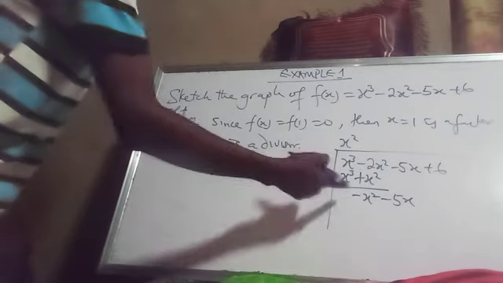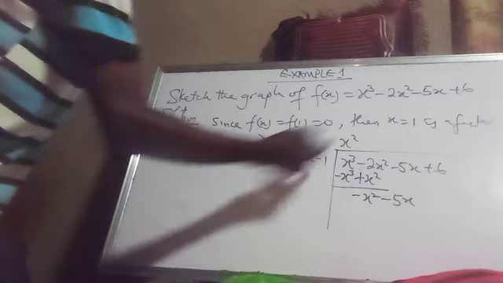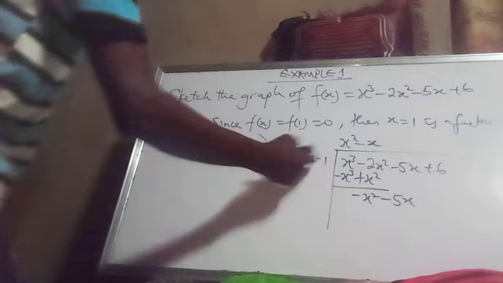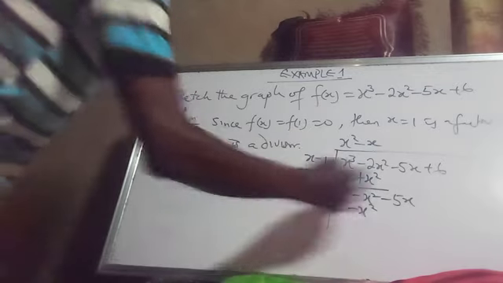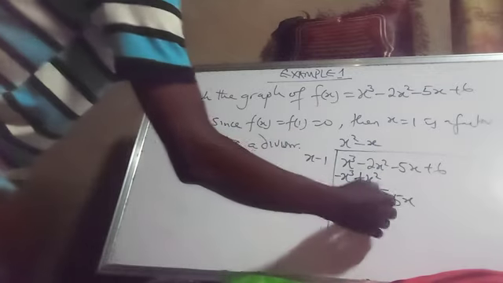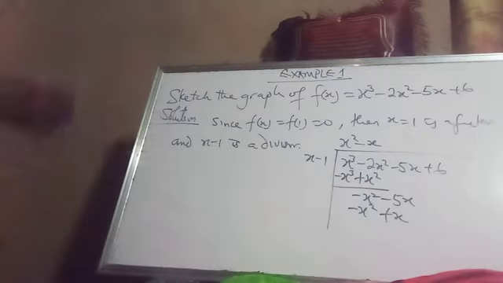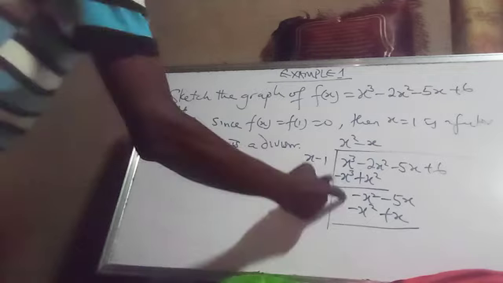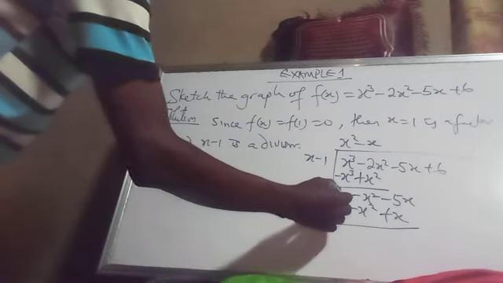Okay? Now, divide minus x squared by x, that's minus x. Now, minus x times x, that's minus x squared. Minus x times minus 1, that's plus x. Okay? Now, as we did previously, you subtract the one down from the one up.